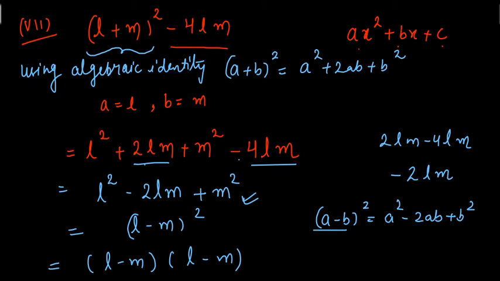First, I have used a plus b whole square to expand the given bracket. And when I expanded and solved the like terms, you see this expression is again forming a certain identity, which is a minus b whole square. I have converted it into the form of a minus b whole square and then expanded the brackets, getting the factorization as L minus m into L minus m. You can pause the video to see it again.